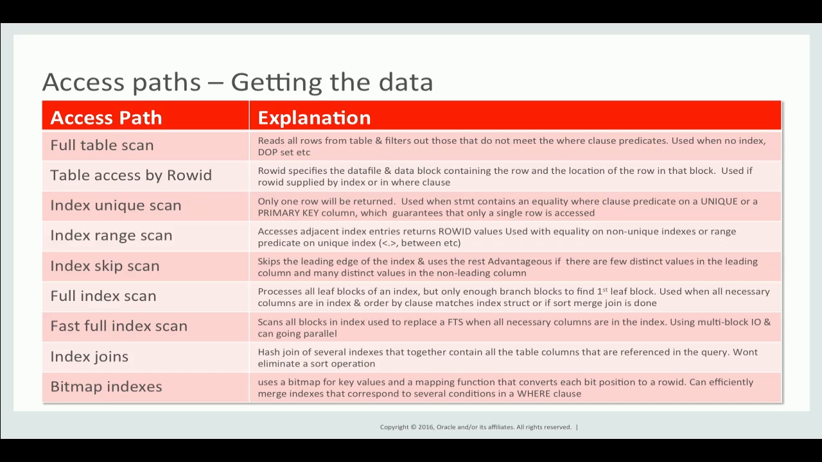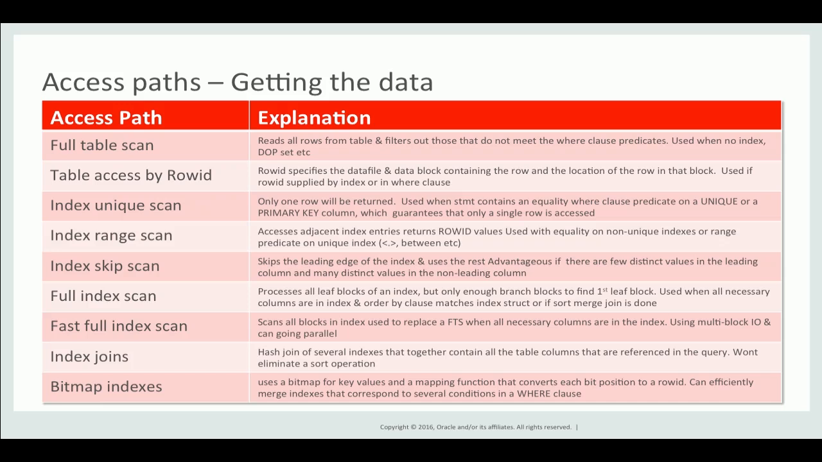It actually navigates through the branch blocks in the index to find the first leaf block, and then it scans all of the leaf blocks from there through to the end. It's typically done if all of the columns we need for the query are present in the index, or if there's an order by and the columns in the index are in that correct order.